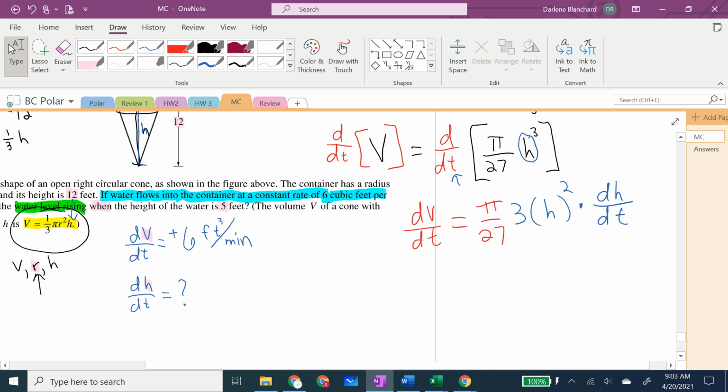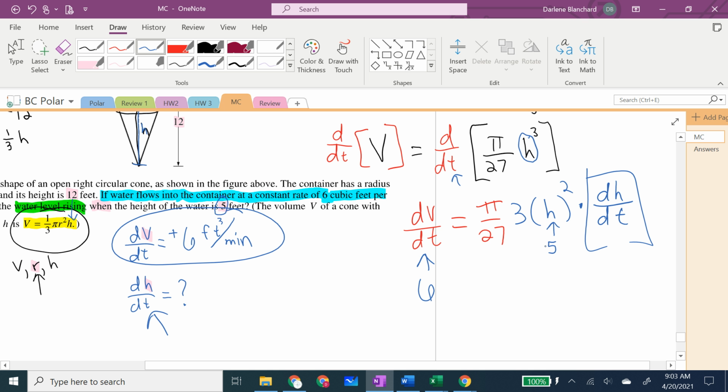So you're looking for dV/dt, which is known to be positive 6. I need to find dH/dt. And that is when the height of the water is 5 feet. And then it's time to throw that in your calculator.